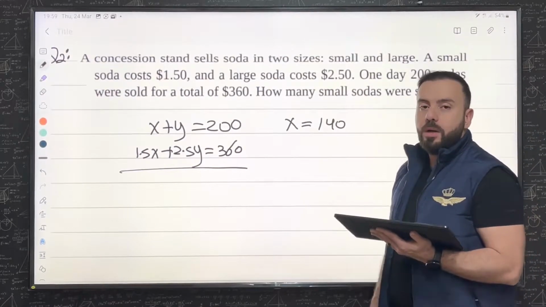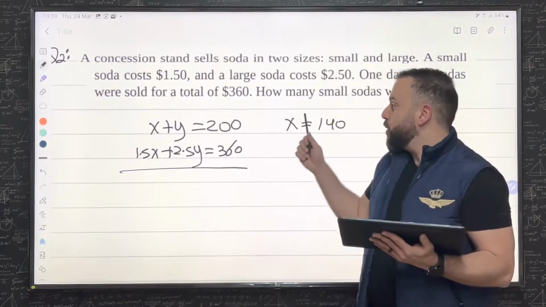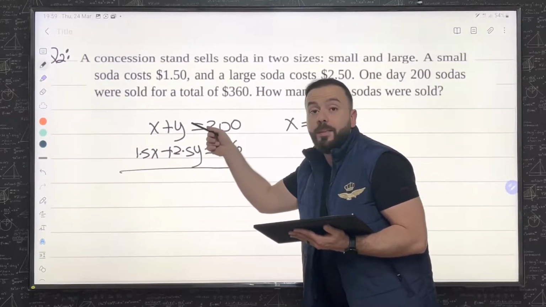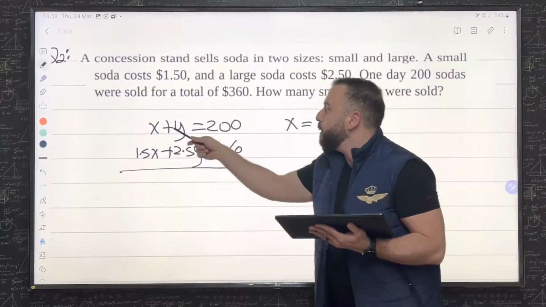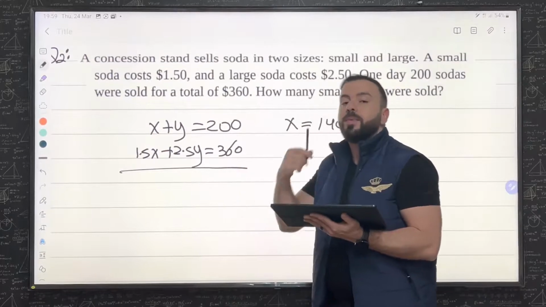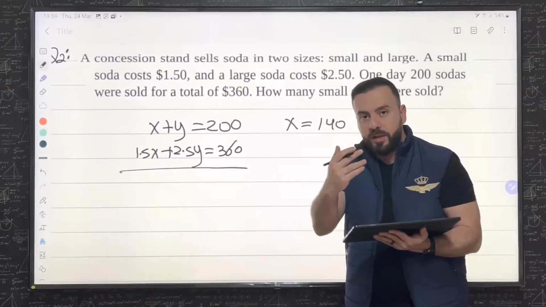Okay, x is equal to 140. Just remember, you can multiply the first one by 2.5 to eliminate y, or you can multiply the first one by 1.5 to eliminate what? X. Let me do this step for you and I will leave the rest for you.